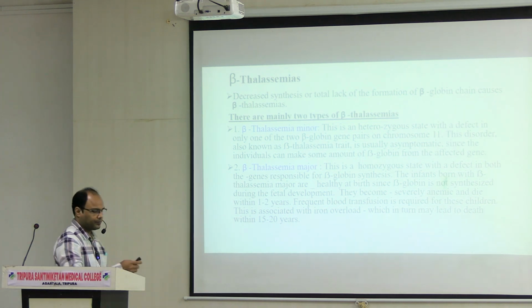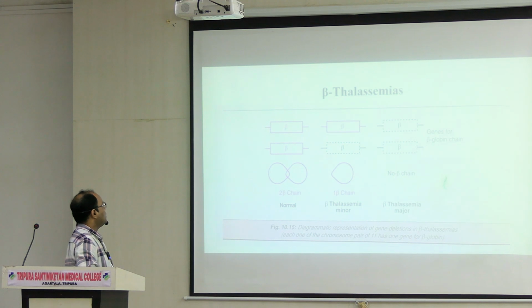Thalassemia. Here you can see beta thalassemia. Two beta chains are not present. This is normal. One chain is absent, so this is thalassemia minor. Both chains are absent, so this is thalassemia major.